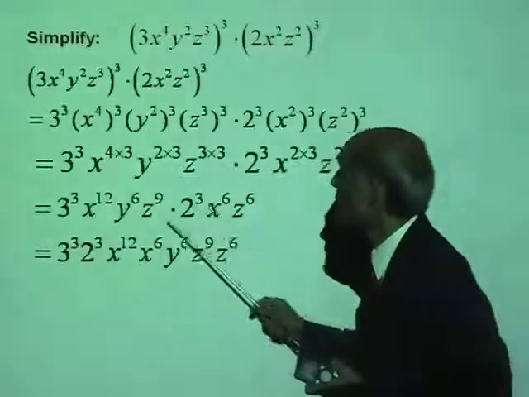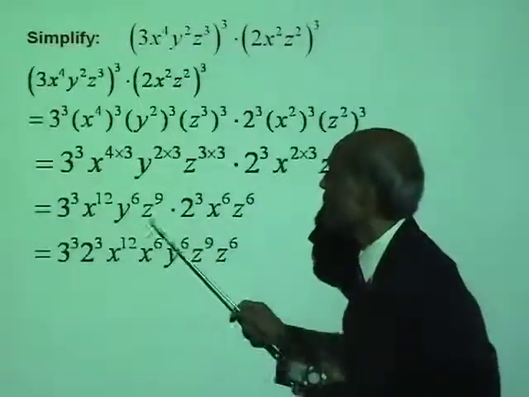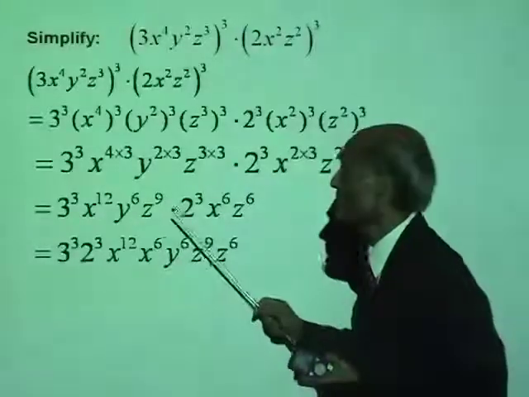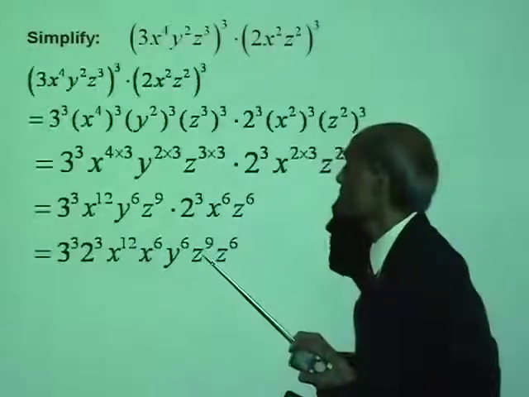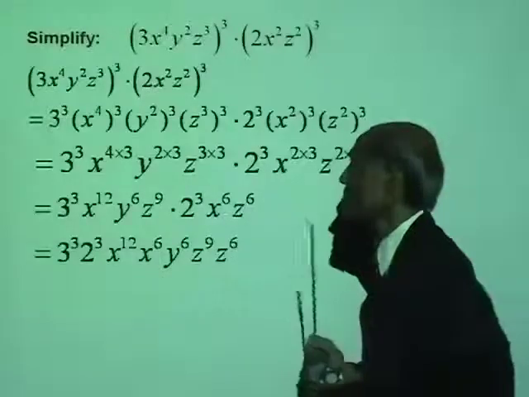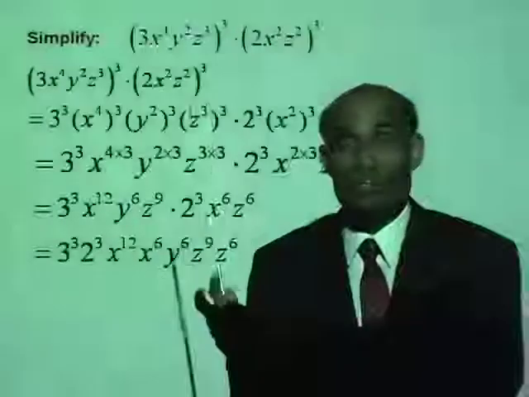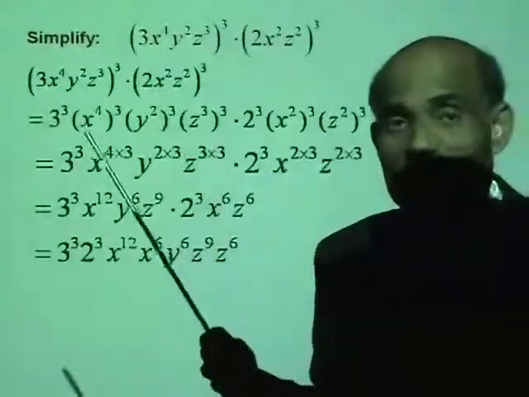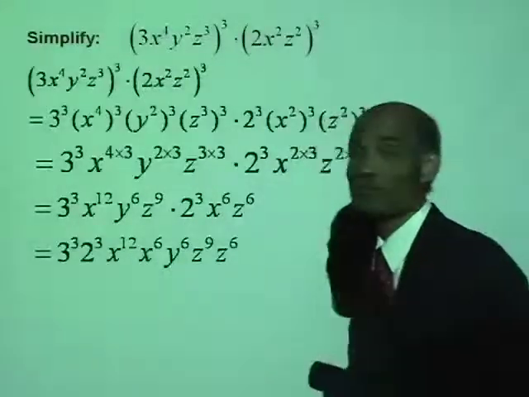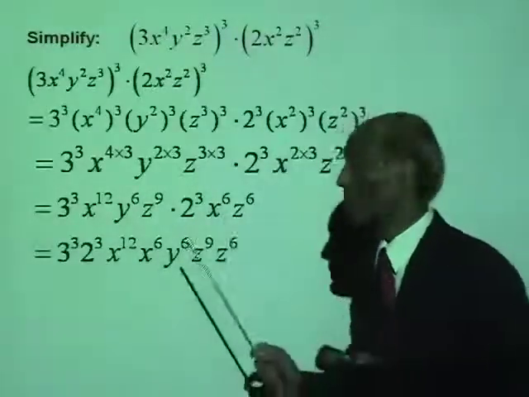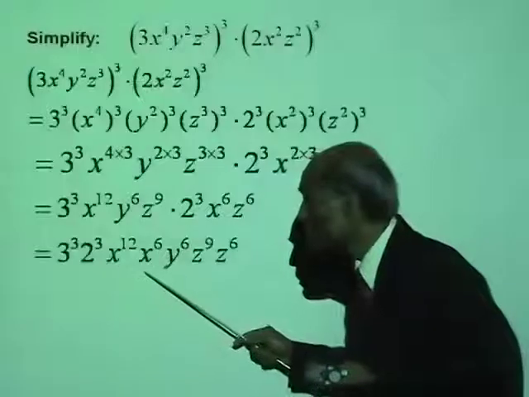Now write numbers with the same base y. Y to the power of 6 is the only one. And now z to the power of 9 times z to the power of 6. We have written numbers with the same base together. And now, in each of these cases, look at this.